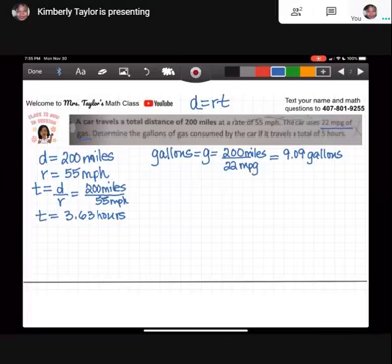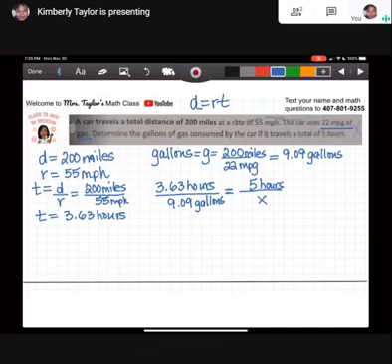So our proportion would be 3.63 hours. In 3.63 hours, we use 9.09 gallons of gas, okay? We want to set that equal to 5 hours. And then we don't know how many gallons of gas that's going to be.